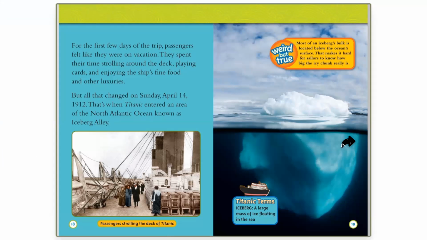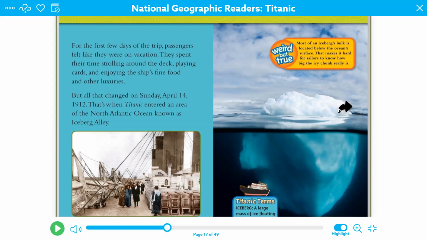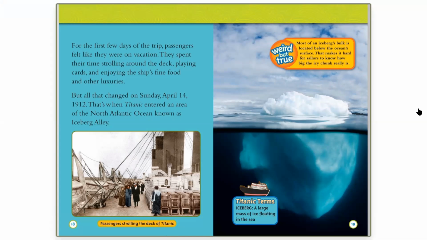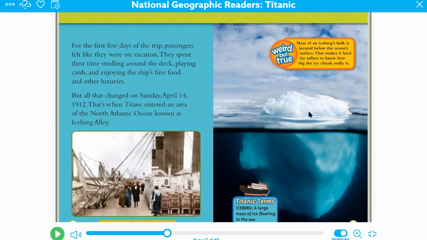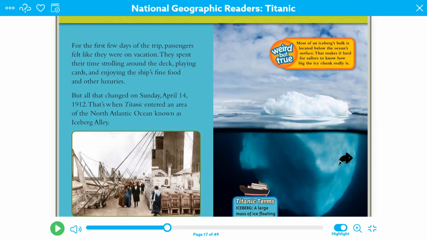Okay. Why do you think this picture is over here? So first of all, this is an iceberg. And if you don't know what an iceberg is, well, here's a fact box. Fact box says an iceberg, a large mass of ice floating in the sea. So an iceberg is a huge piece of ice, okay? The scary thing about icebergs, well, before I tell you, let's look at this picture, okay? So this picture is showing us an iceberg. This is on top of the water, and this is what's below the water.